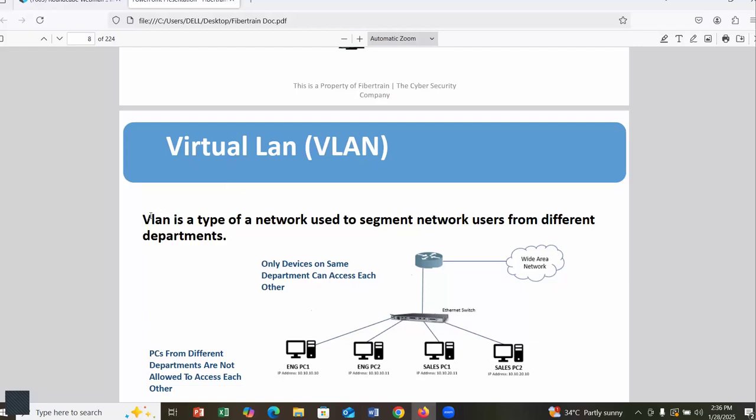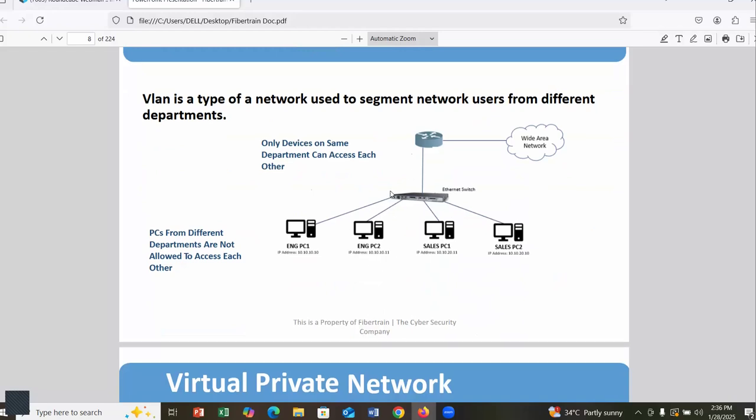So I can implement a VLAN on the network so that systems in class A will not be able to see systems in class B. That's the function of a VLAN. Here it says a VLAN is a type of network used to segment. Segmenting is when you are putting them in different departments, dividing them. For instance, maybe I'm working for an organization and I have HR, sales, and ICT. I need to implement a VLAN so that whatever sales is doing, ICT is not going to be seeing it.